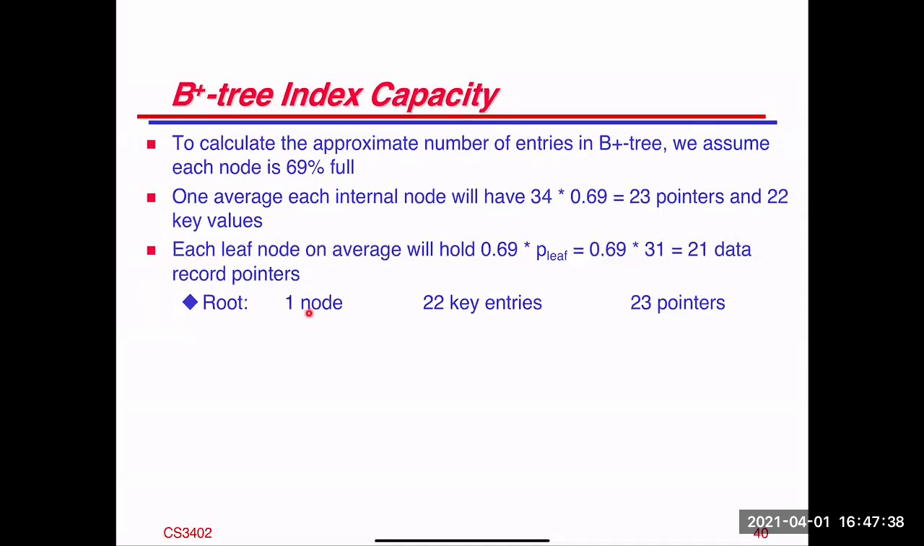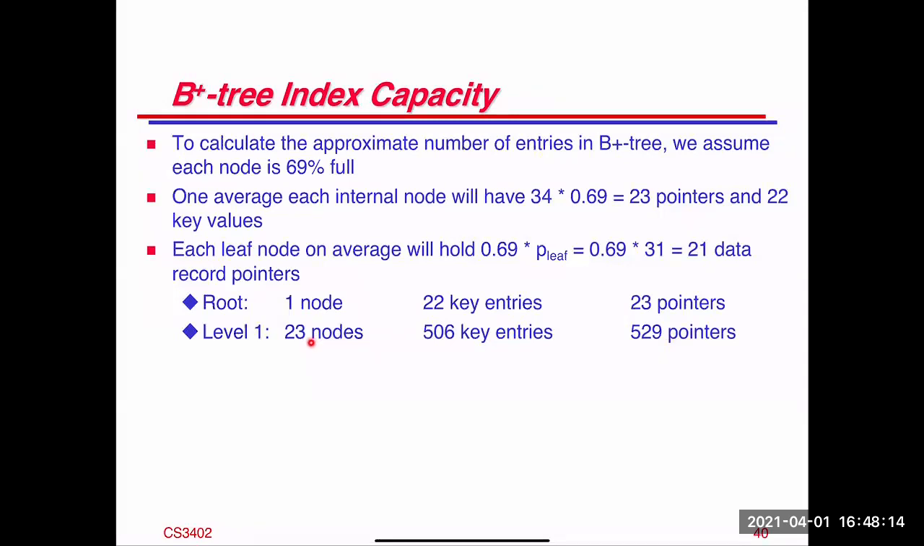So on the root level, we have one node and 22 key entries, right? That's what we set up here. We have 22 key entries and 23 tree pointers. So therefore, on level 1, we have 23 nodes. And now I have 506 key entries. So again, this 506 is 23 times 22, right? So that's where I got that from. So each one of these will have 22 key entries. So now in total, I have 506 key entries on level 1, and 23.